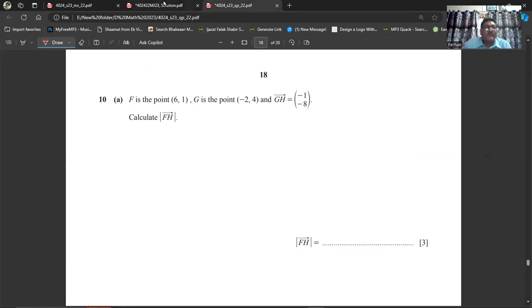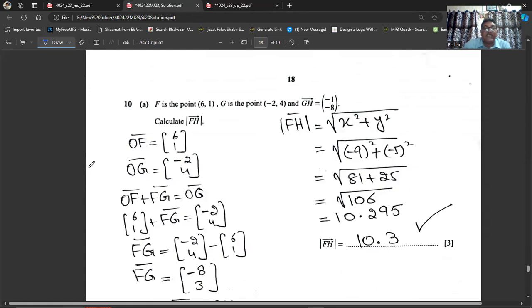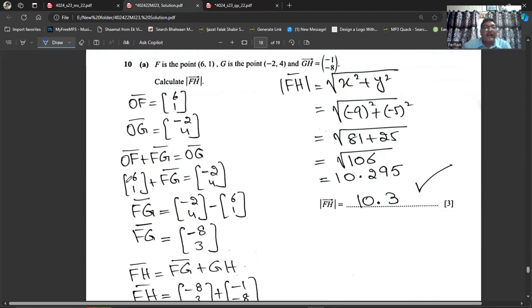First of all, I will have to find out FH. The position vector of F is given, that is the column vector (6, 1). The position vector of G, OG, is given, that's (-2, 4). I can find FG from here. Apply the position vector formula: OF plus FG equals OG. So FG equals OG minus OF, that is (-2, 4) minus (6, 1), so FG will be equal to (-8, 3).